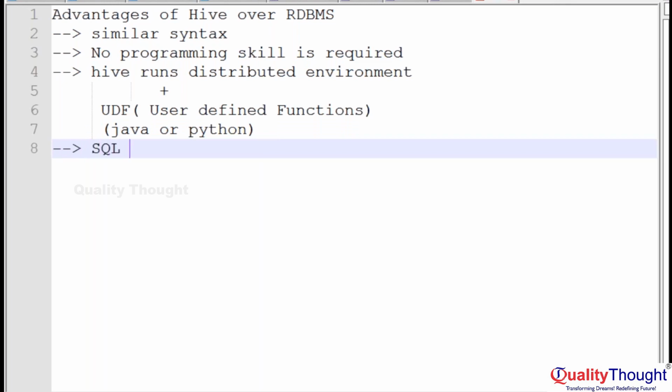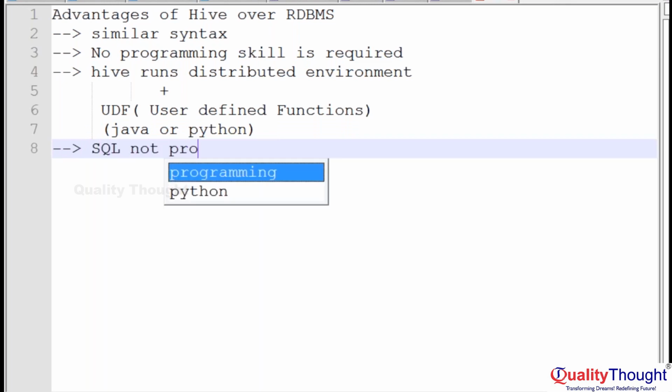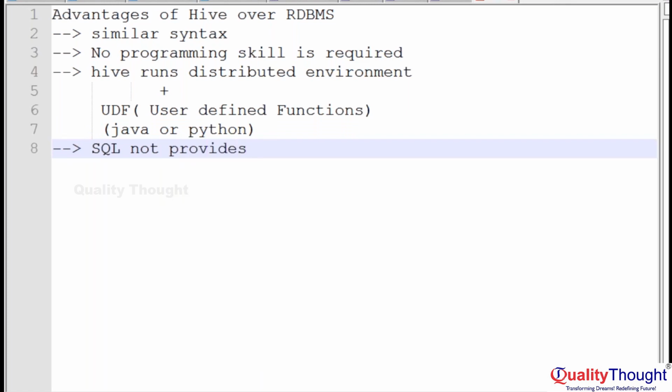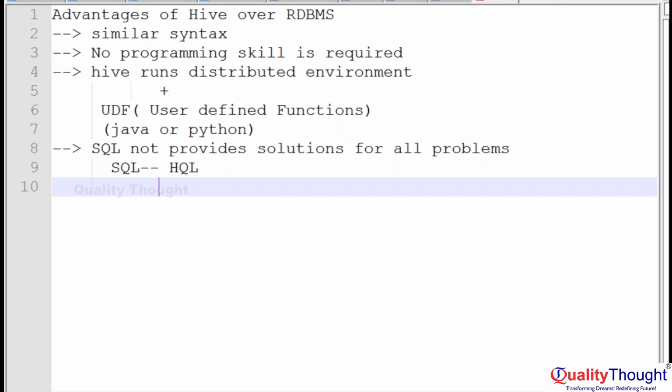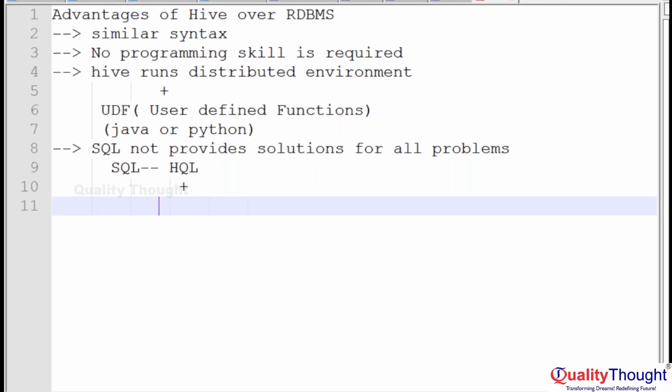SQL does not provide solutions for all problems. Then SQL means here HQL. SQL means HQL plus UDF. HQL plus UDF provides a solution for any problem.